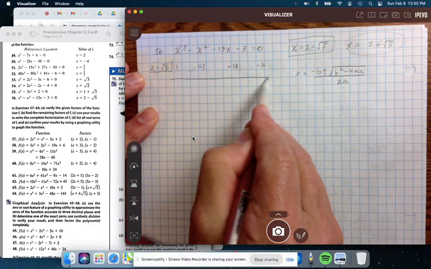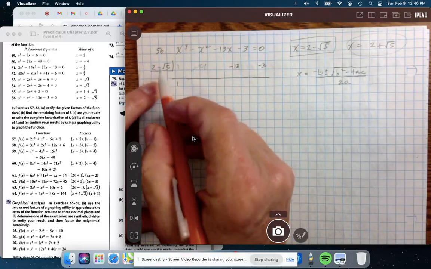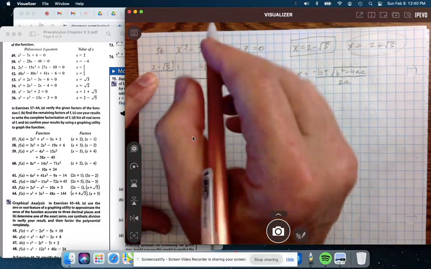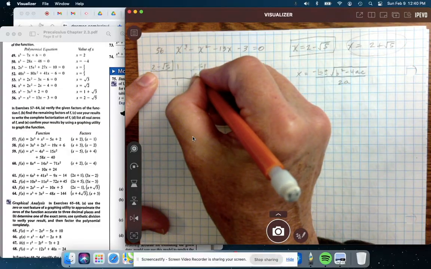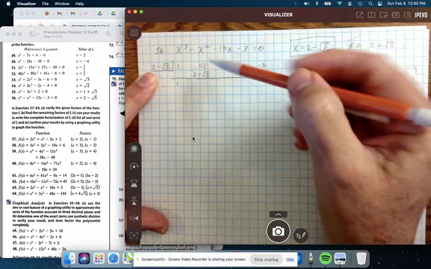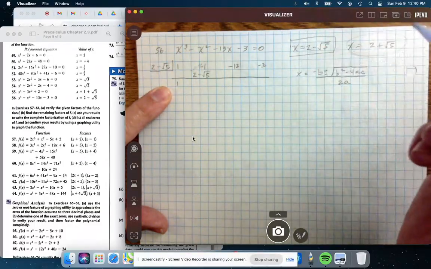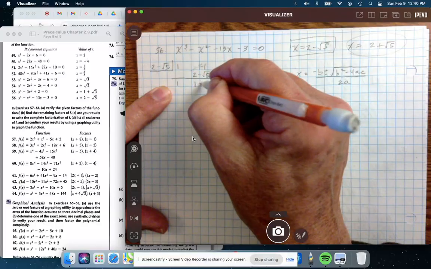All right, bring the 1 down. When I multiply 1 to this, I just get that same thing. So that's 2 minus the square root of 5. Okay, when I add these, the negative 1 gets added to the 2, which is just 1. So that's 1 minus the square root of 5.